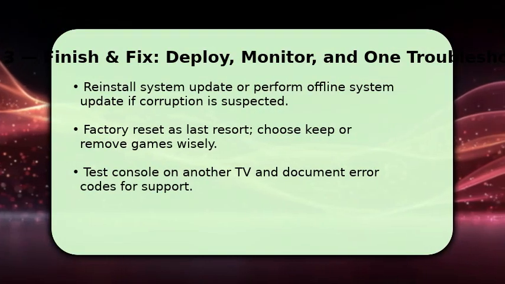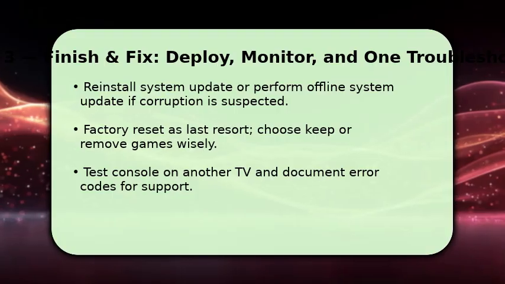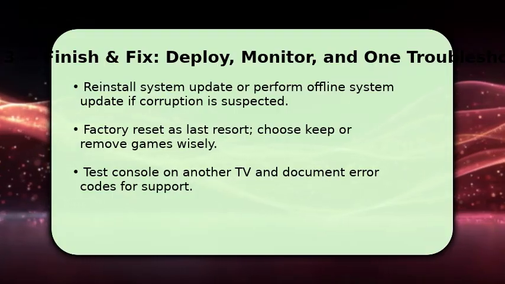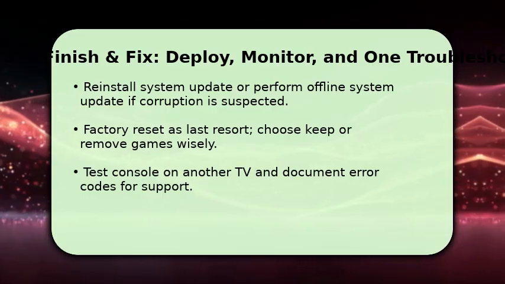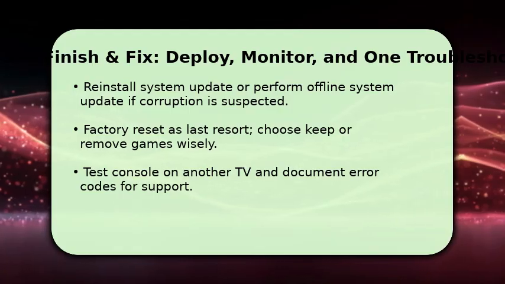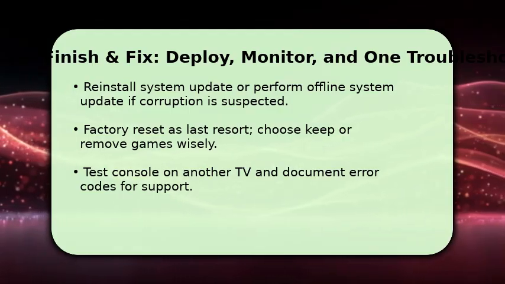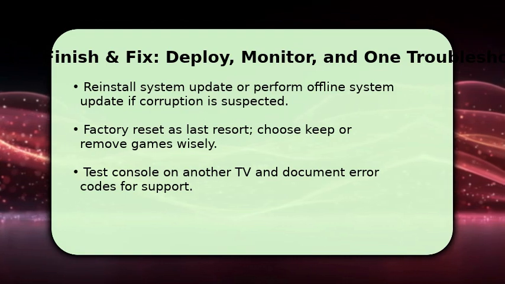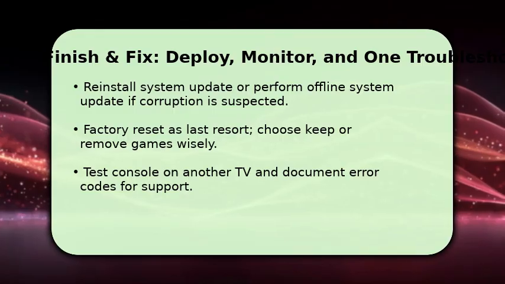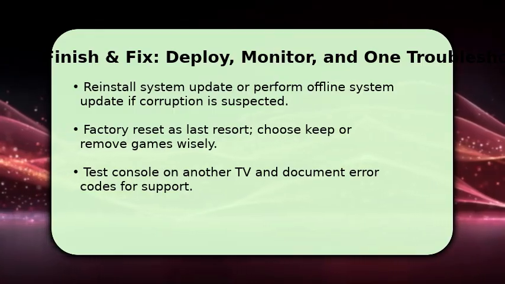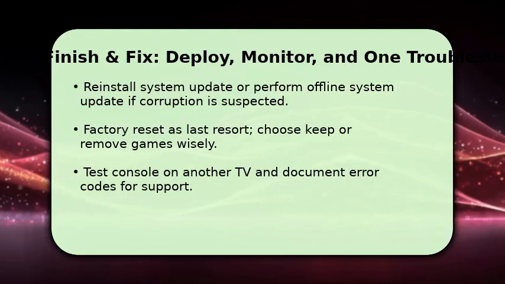Finish with decisive actions that resolve persistent problems. If quality issues remain, reinstall the latest system update or perform an offline system update via USB. This fixes corrupted firmware. If that fails, do a factory reset. Start with the option that keeps your games and accounts and escalate to a full reset only if necessary. Once reset, test the Xbox on a second TV to isolate the issue.